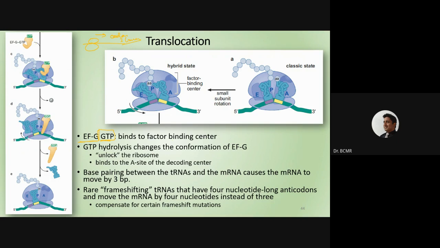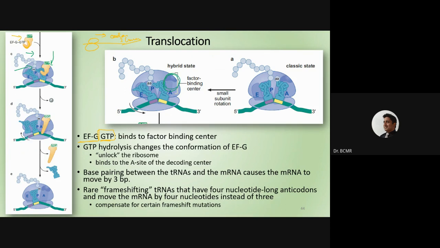So EF-G has 2 conformations. When it is bound to GTP, it has a conformation something like this. And when the GTP is hydrolyzed to GDP, then it has a different conformation. We'll get to that. Once the peptidyl transfer reaction has occurred here, EF-G will occupy the little bit of empty space that is present in the A site, something like this one here, if you're able to see.